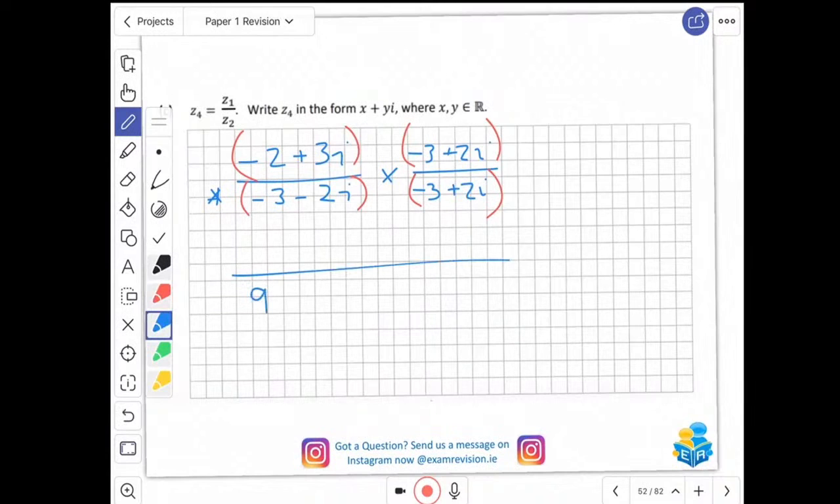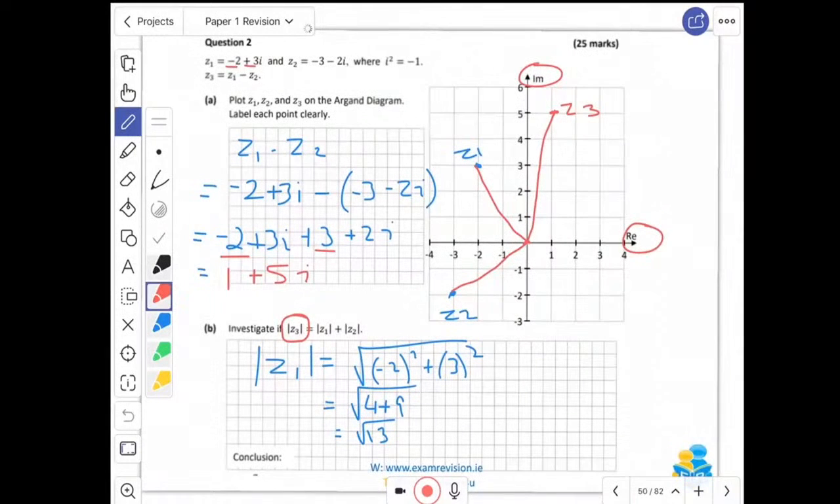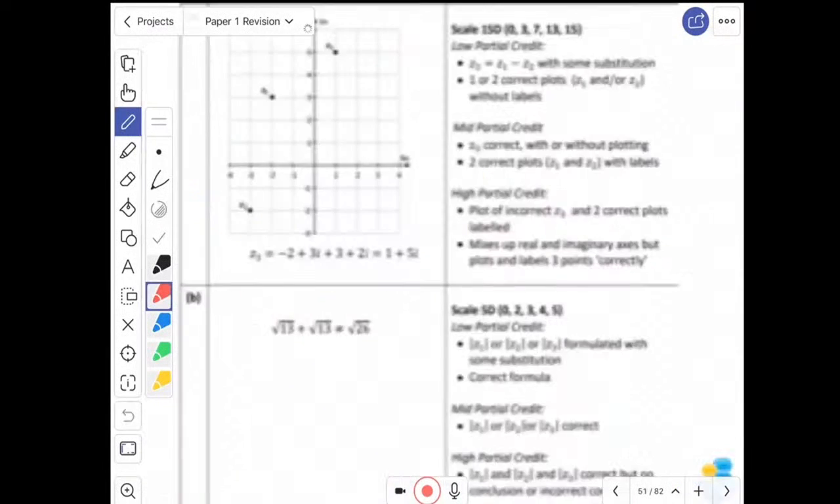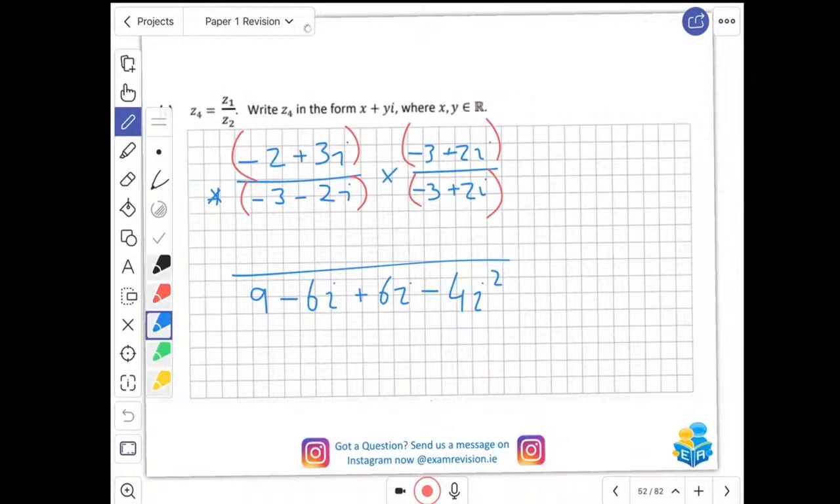So that's going to give you 9 minus 6i plus 6i. Now be careful of this. I hadn't mentioned this so far. This is going to give you minus 4i squared, because it's the minus and the plus. So what you need to be careful of, if I go back here, they do tell you in your exam question, i squared is equal to minus 1. So if you ever get an i squared in a question, you need to remember that. So the 6i terms cancel, and then you're going to get 9 minus 4 bracket your minus 1.